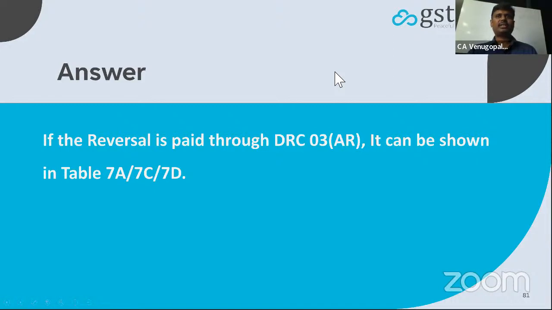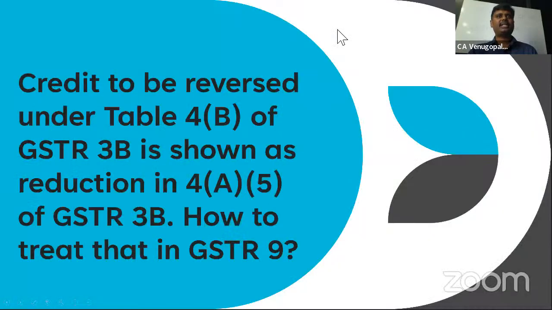Okay. The next question we have is, credit that needs to be reversed under table 4B of GSTR 3B is shown as a reduction in 4A5 of 3B. How do I treat it in GSTR 9? You want to now establish that you have reversed for rule 42, 43, all those credits. How do you establish? Again, this is possible.